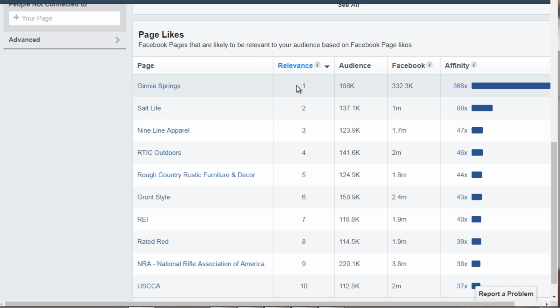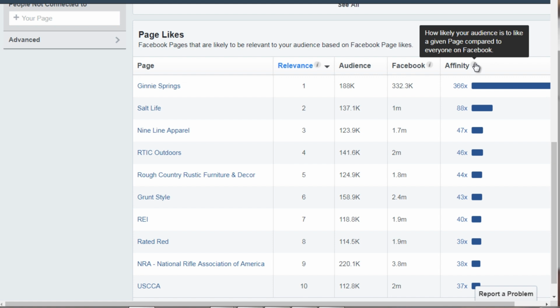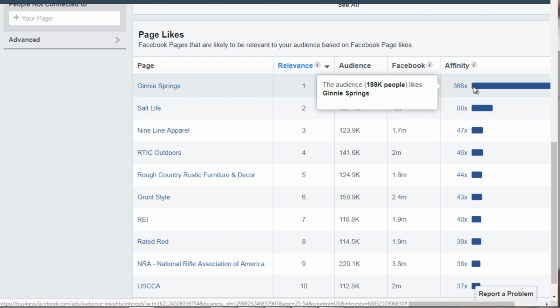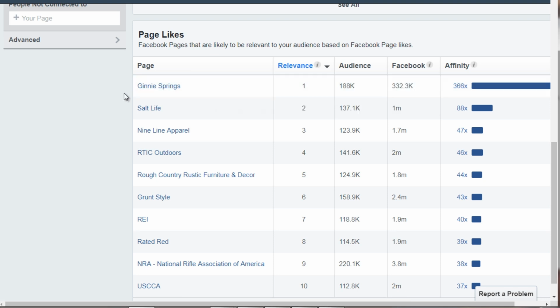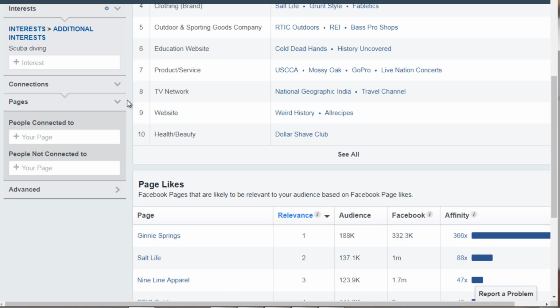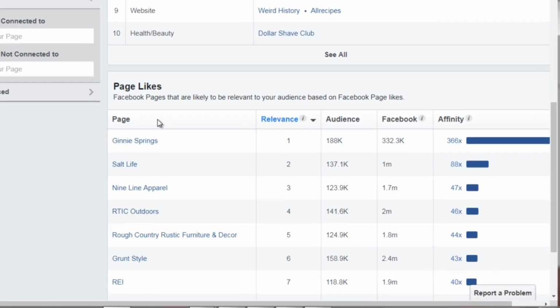Now, what you're going to see here is relevance. Relevance basically means that in relation to scuba diving, how closely are these audiences related? So we have affinity level, which basically tells you how close they are to the audience that you're looking for. And the closer they are, the easier it is to target them, right? So it's always good to start with the ones closest to the top.